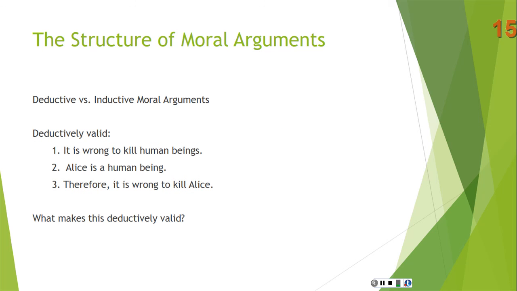Here's a deductively valid moral argument. It is wrong to kill human beings. Alice is a human being. Therefore, it is wrong to kill Alice. Supposing the premises are true, the conclusion must be true.